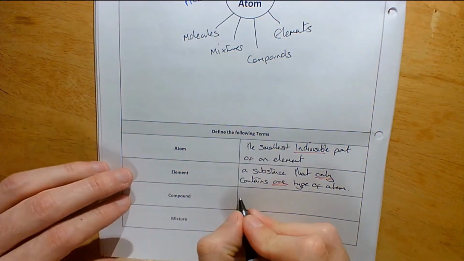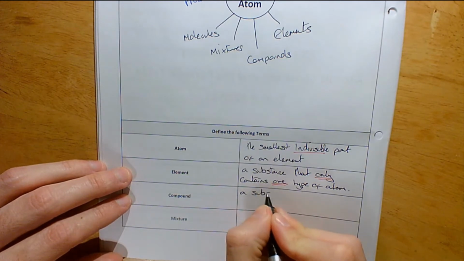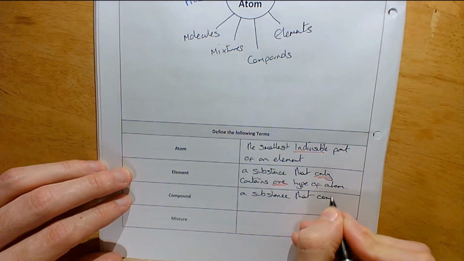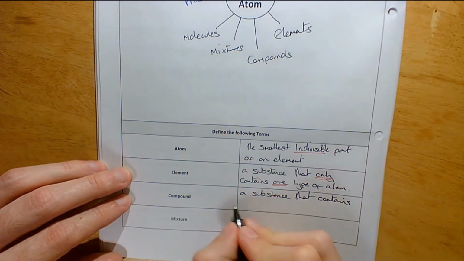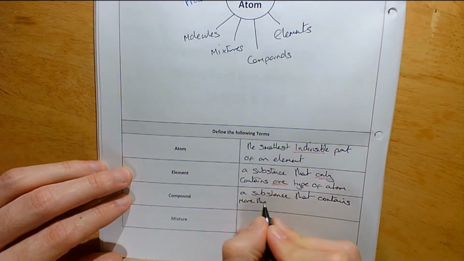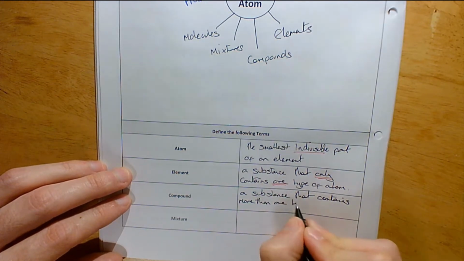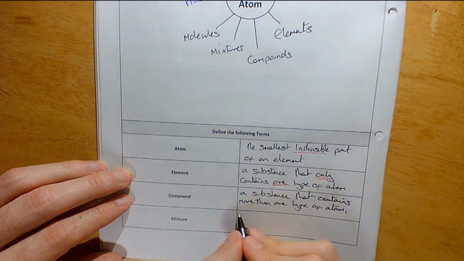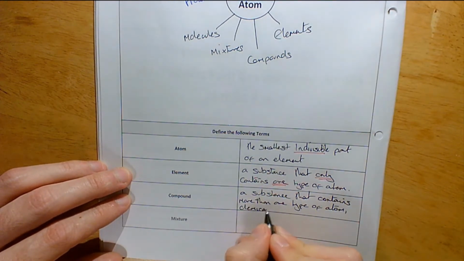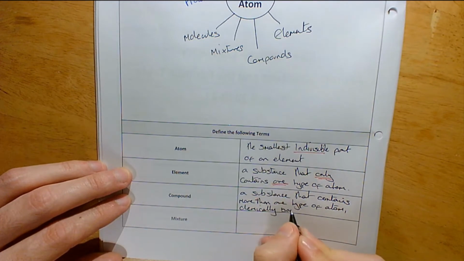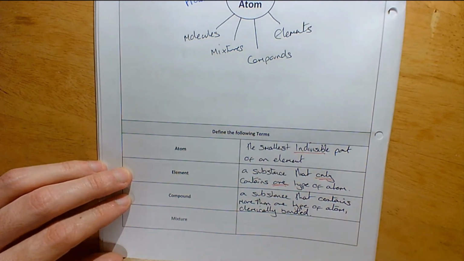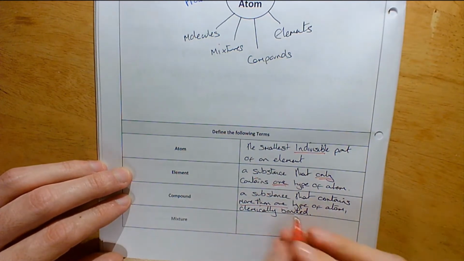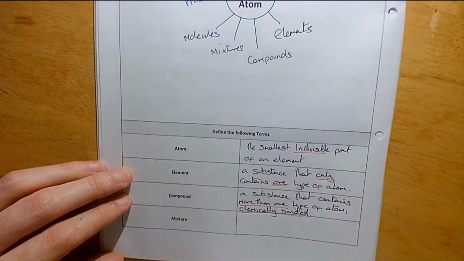A compound is a substance that contains more than one type of atom, and importantly, they are chemically bonded. So, more than one type of atom, chemically bonded, really important.